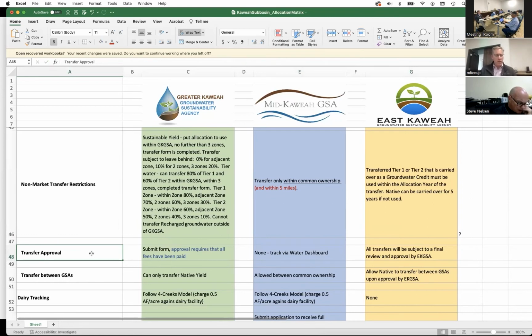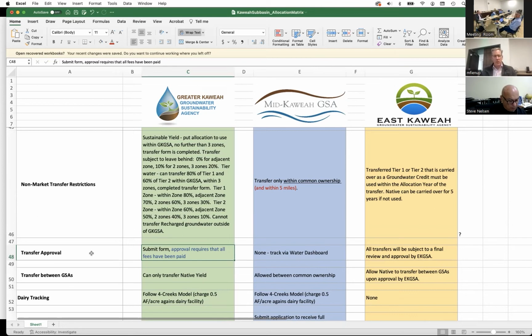comment about transfer approval, and then I'm curious if people have questions or comments. In terms of transfer approval, there is a transfer form in Greater Kaweah, and they have an additional rule that approval requires that all fees have been paid. Recall that in Greater Kaweah, you don't pay for water until you use it, even if you're carrying it over. Whereas in Mid-Kaweah, you pay for all 2.5 acre-feet every year, and then you can pump it at some time in the future. And so they have to make sure that the fee has actually been paid before it's transferred to somebody else. And so there's a form that would be approved by agency staff.